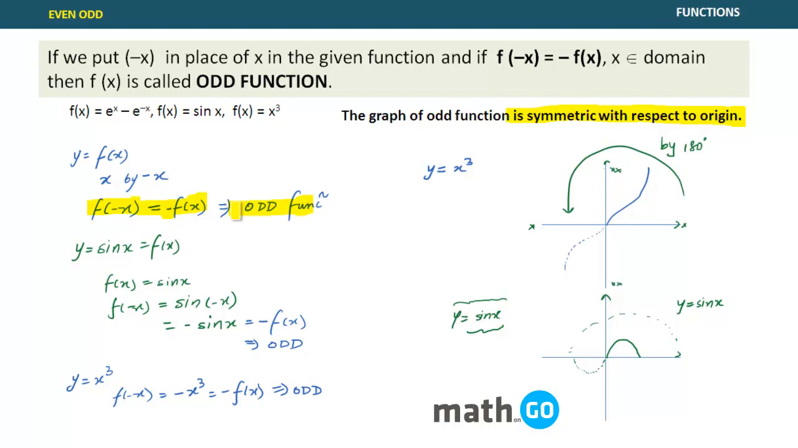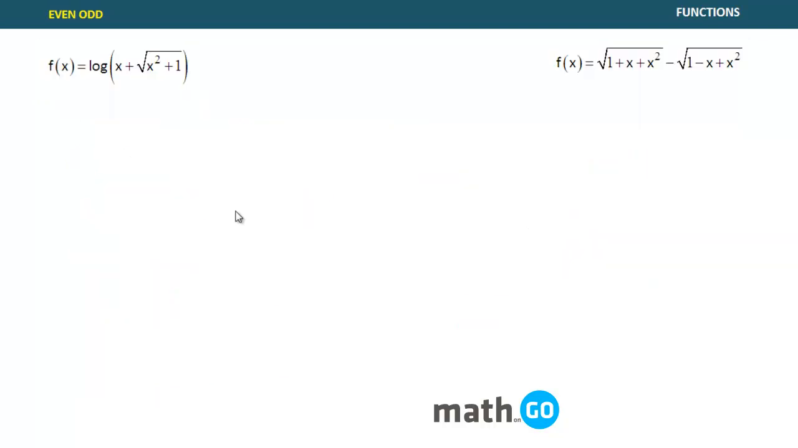Now, let us apply them in the questions straight away. So the first question is: you have to prove whether this function is even or odd. So, for even and odd, if I take y is equal to f(x) is equal to log of x plus under root x square plus 1, I will try replacing it by f(-x), because that is how you prove. So just replace by this. You will get something of this sort.